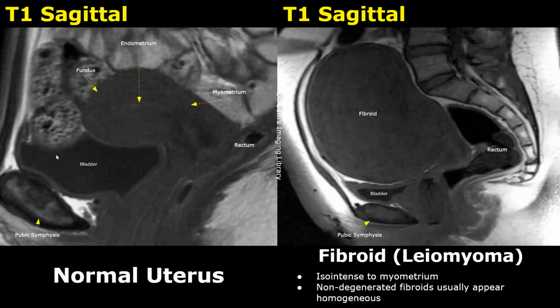Now we will talk about fibroids, which are also called leiomyomas. Fibroids are benign tumors of the uterus. In a T1 sequence, they may appear isointense to the myometrium. Fibroids which appear homogeneous, such as in this image, are usually non-degenerated fibroids. They will have this type of homogeneous appearance.